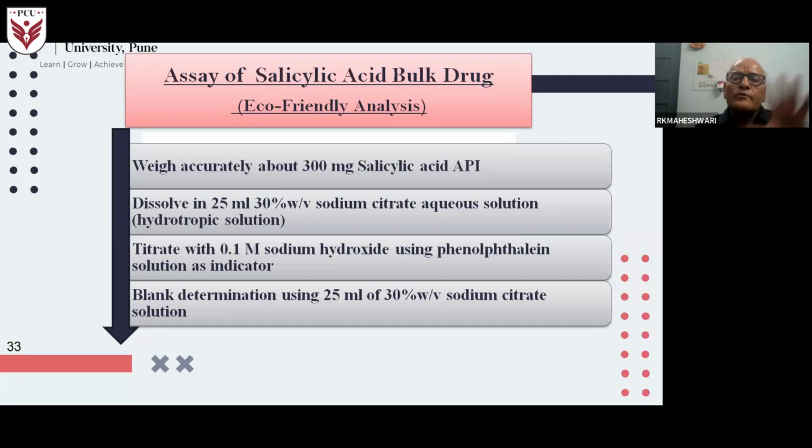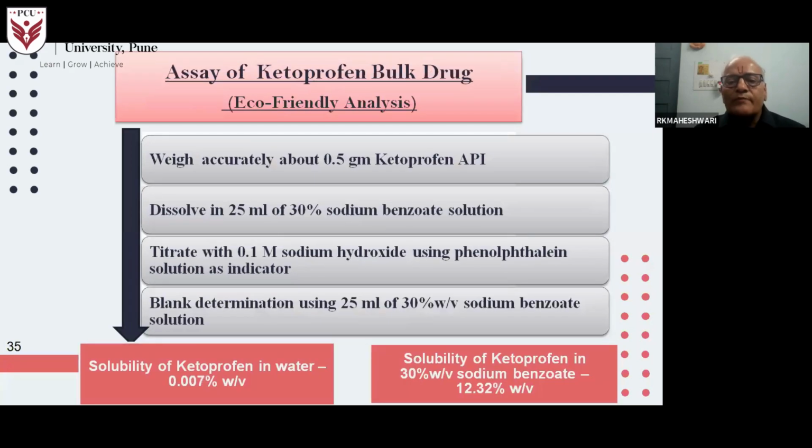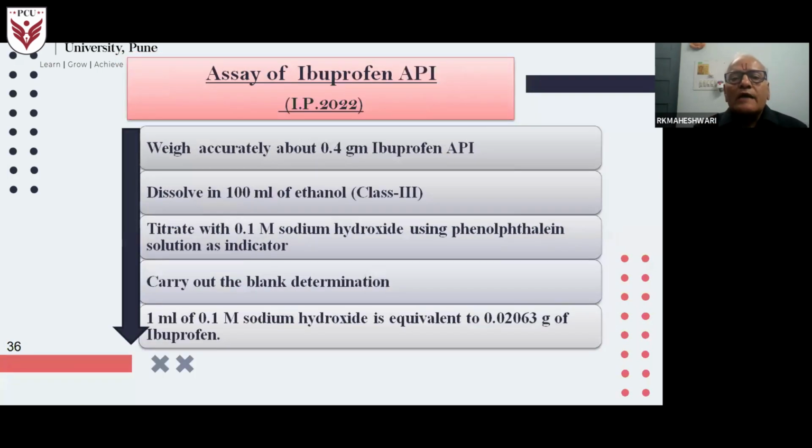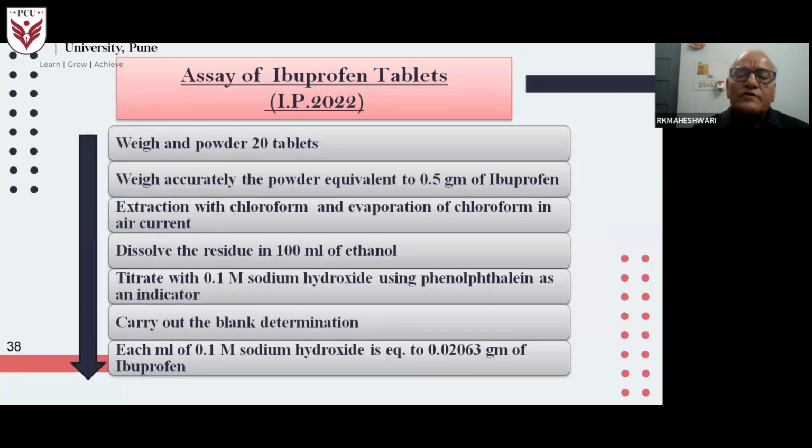So always what you are observing here, without organic solvent, just by use of hydrotropic solutions, you are performing the titrimetric analysis. For ketoprofen API, ethanol is used for the dissolution in the IPBP method. Now, in the hydrotropic method, we have employed sodium benzoate solution. Coming to ibuprofen API, involving ethanol in the IPBP method, we have replaced it by sodium benzoate solution in the usual manner. Now, one more assay I will discuss here.